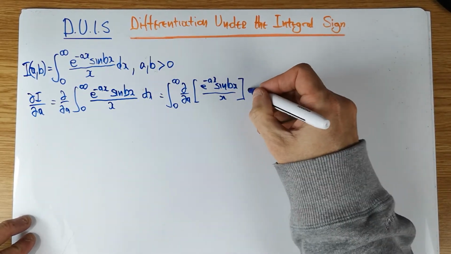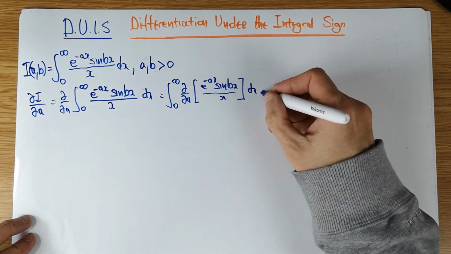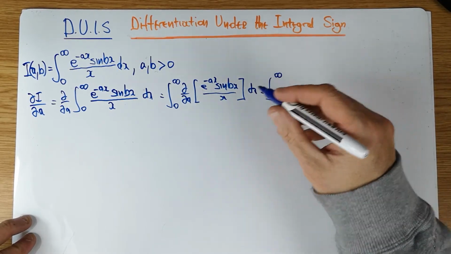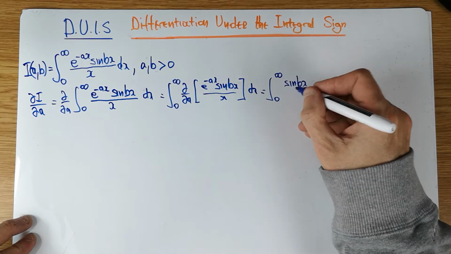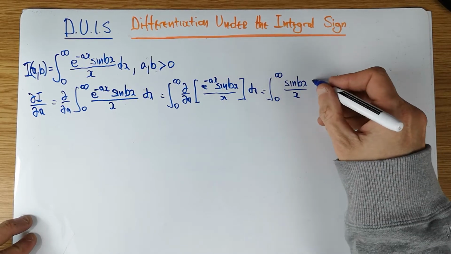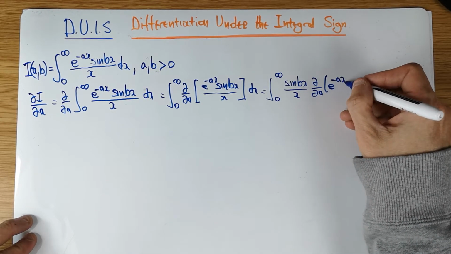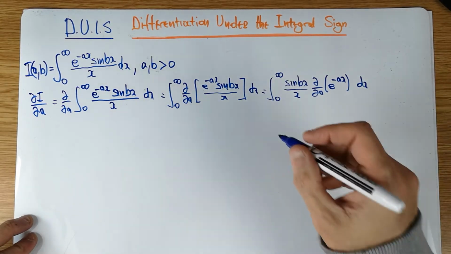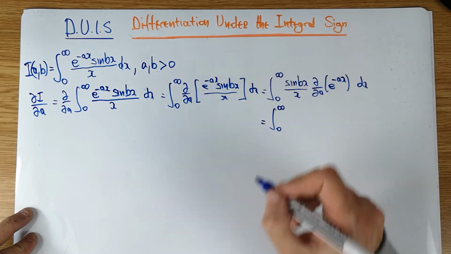And we of course notice that this term here has no a dependence. So I'm going to just do one more line. I'm going to pull this outside the differential operator: sine of bx over x, d by dA of e to the minus ax, dx. And now finally, I'm going to do my differentiation, and that is going to be the integral from 0 to infinity.